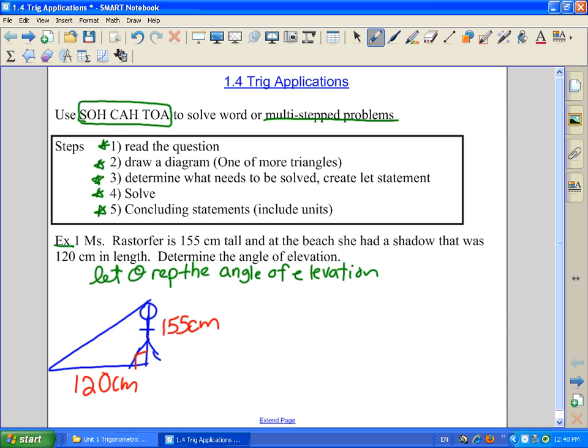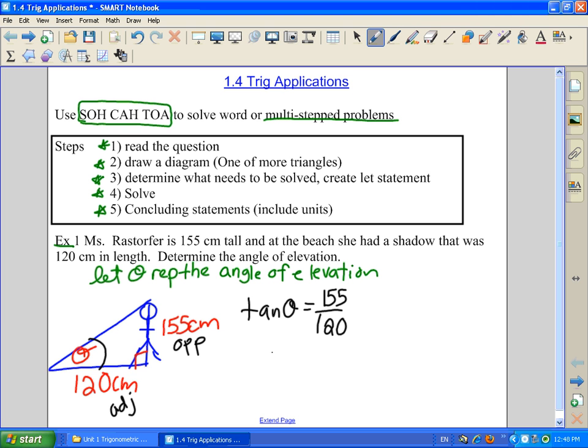And to find the angle theta, remember it's the angle up from the horizon. So in order to do this, ladies and gentlemen, we've got to figure out what two sides have the information. From that angle of reference, we have our opposite side and our adjacent side. So in this case, we're going to use tan. So tan theta equals the opposite side, which is 155, over the adjacent side, which is 120.